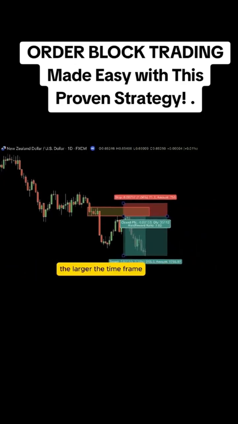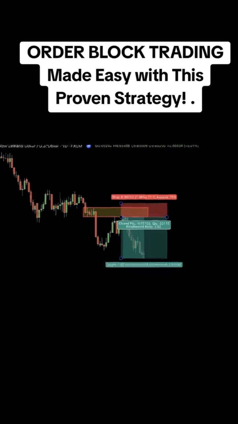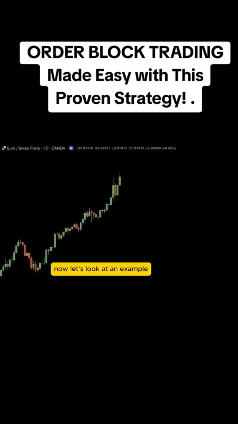The larger the time frame, the more significant the reaction, and in this case the daily chart provides a high probability trade setup that plays out over several days or weeks. Now let's look at another example. Remember, you can use this strategy on both the 4-hour and hourly time frames.